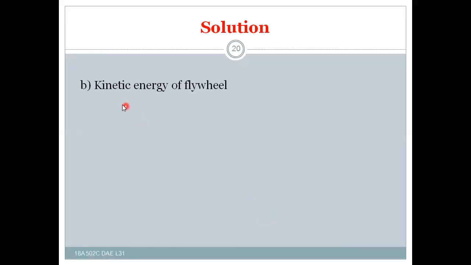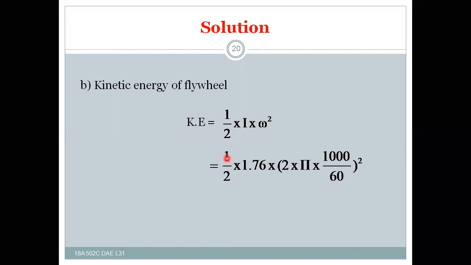And next, second is the kinetic energy of the flywheel. N is also given for us in revolutions per minute. And KE is equal to half I omega squared. I is also there for us. Omega we can calculate by using the N value, 2 pi N by 60. So 1 by 2 into I, which is 1.76, into 2 pi into 1000 by 60 whole squared. You will get kinetic energy 9650.3 joules. This is the kinetic energy of the flywheel. So with this, the second problem is also completed.